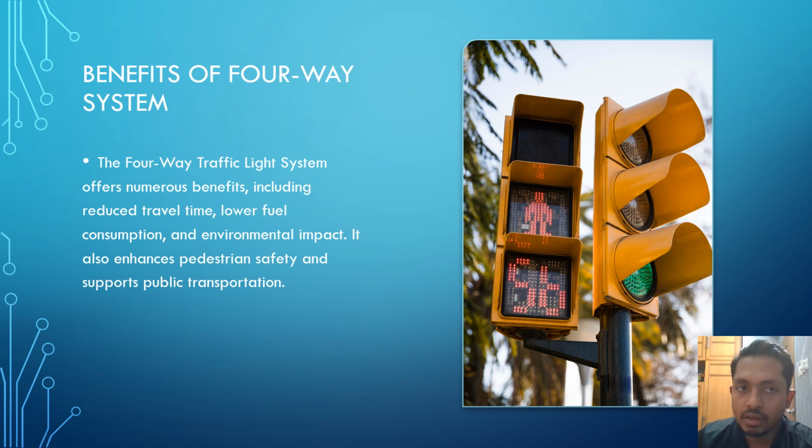In this slide, we'll talk about the benefits of the four-way system. The four-way traffic light system helps make traffic move faster, saving time and fuel. It also helps reduce pollution and makes roads safer for people. Plus, it supports public transportation by allowing buses and other vehicles to travel more easily.